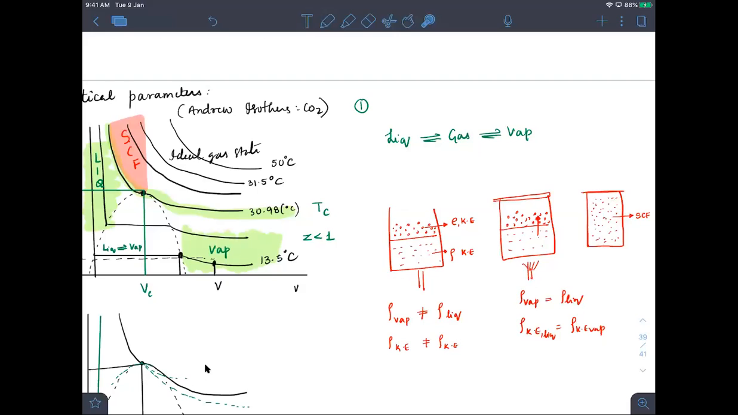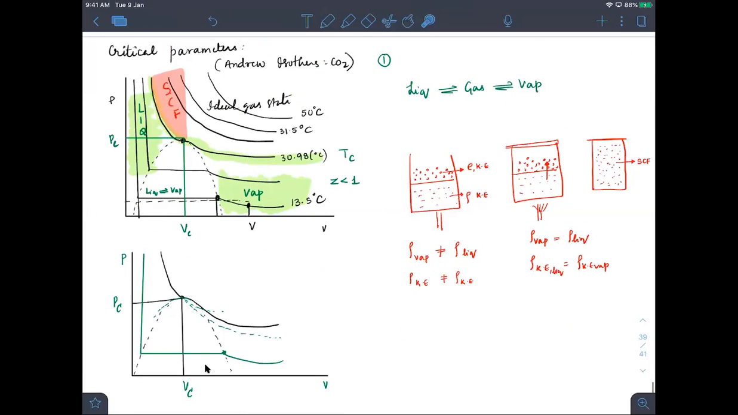An example is how the gas comes out of deodorant bottles, because it is maintained at such a high pressure. The minute it comes out, it comes as both liquid as well as vapor, so it would have both the feel, but you cannot differentiate whether it is only liquid or only vapor. Such a state is called supercritical fluid.